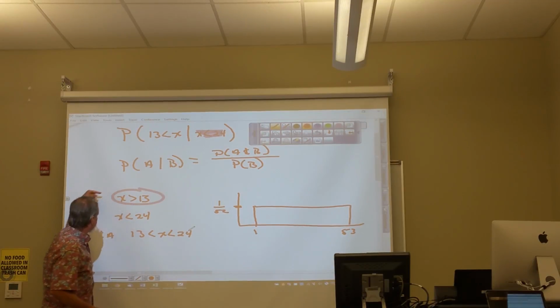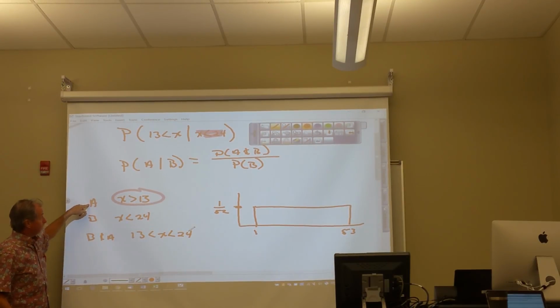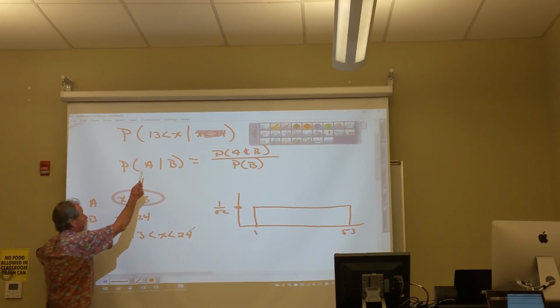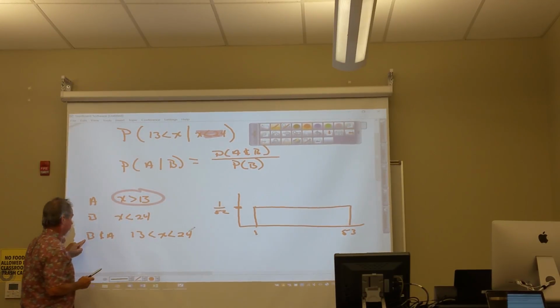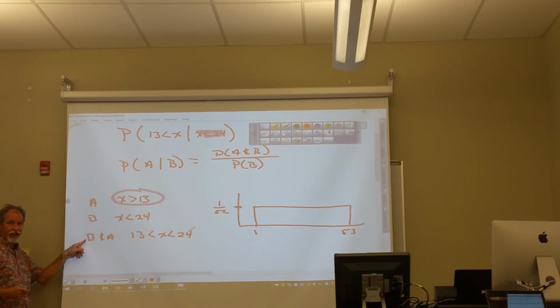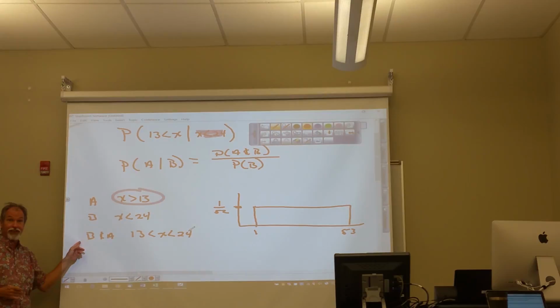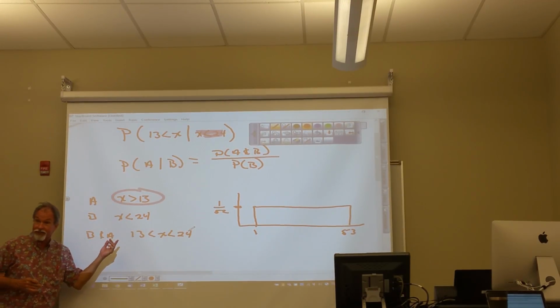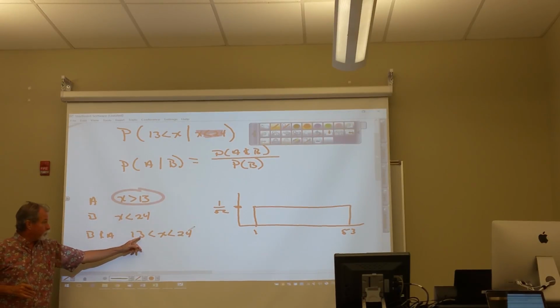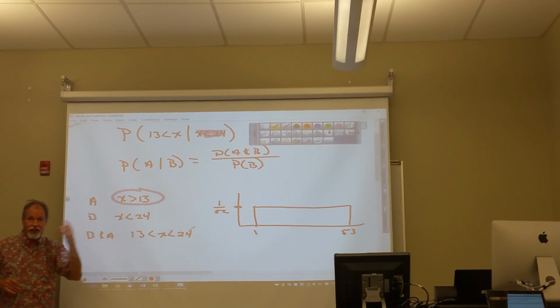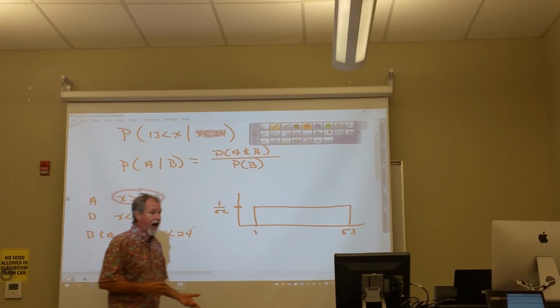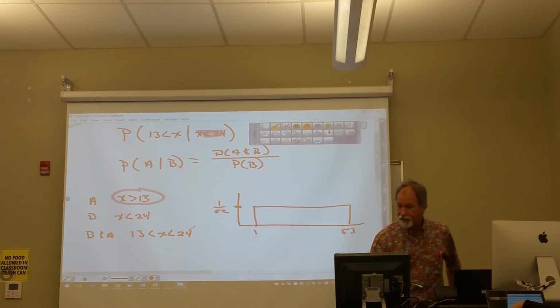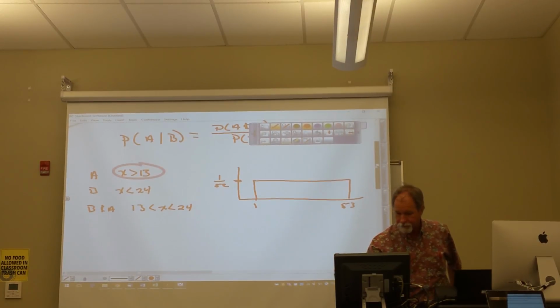And then I just defined it. The probability of A is being greater than 13. The probability of B is being less than 24 because that's where they're at. And then the probability of A and B, and see, what did I write? I wrote B and A, but I'm saying A and B. Because I screwed up when I wrote it and I'm not going to fix it. Okay? Is X is between 13 and 24. I can calculate those probabilities fairly easy.